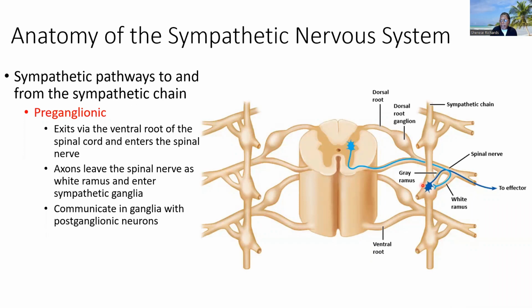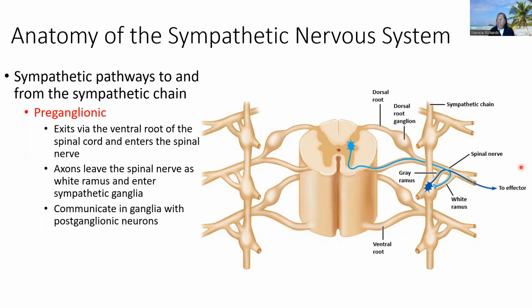So here's the autonomic ganglia, where the preganglionic neuron, which is the lighter blue color, can synapse onto the postganglionic neuron, which is the darker blue structure. So the preganglionic neuron synapses onto the postganglionic neuron, and then that postganglionic neuron will re-enter the spinal nerve, and then it will travel out to the effector organ in question.